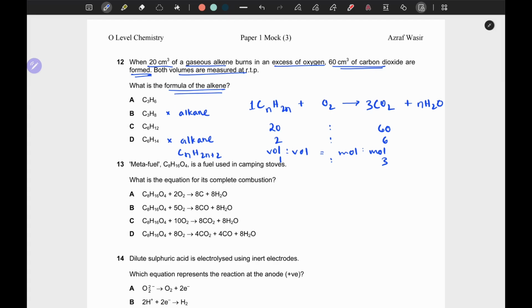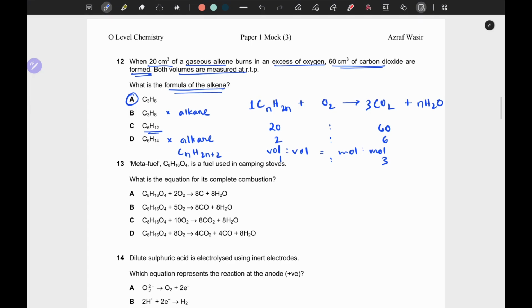So in that case, if we look at our options, the only alkene with 3 carbons would be A. Now if it was C6H12, then we would have 6 carbon over here. But according to the balance ratios, we just deduced that there's going to be 3 carbon. So for 12, the answer is A.